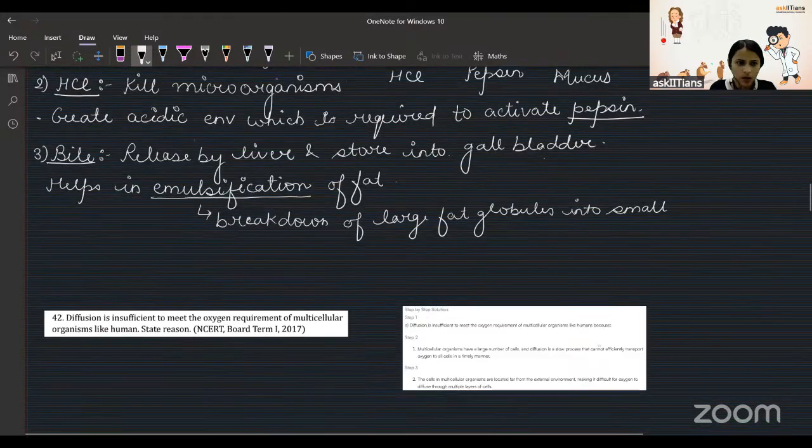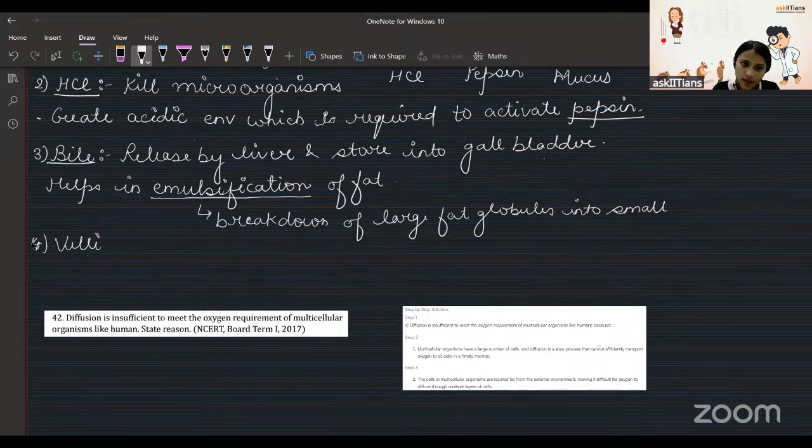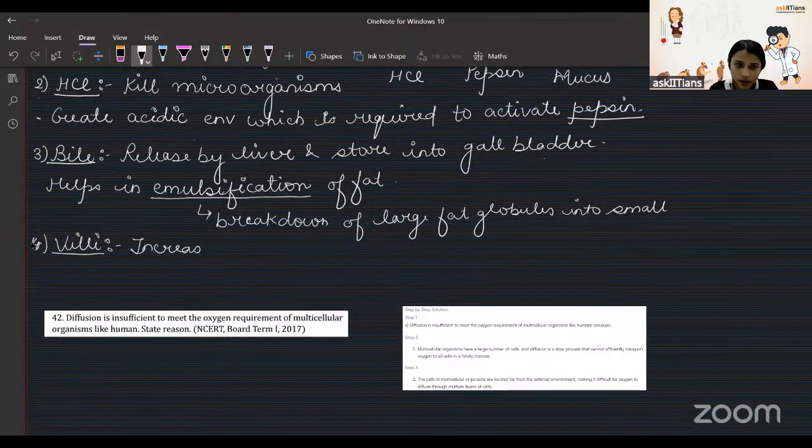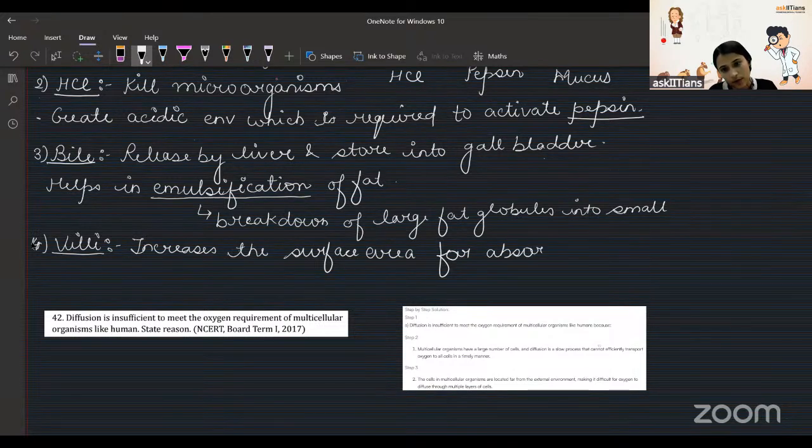Now, fourth is villi. So you all know the function of villi. Yes, villi are finger-like projections present on the inner surface of your small intestine, right? And what is the function of these villi? They increase the surface area for absorption of digested food.